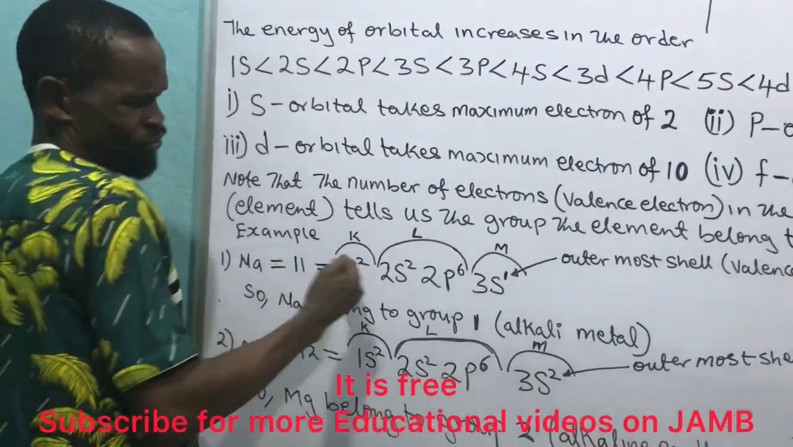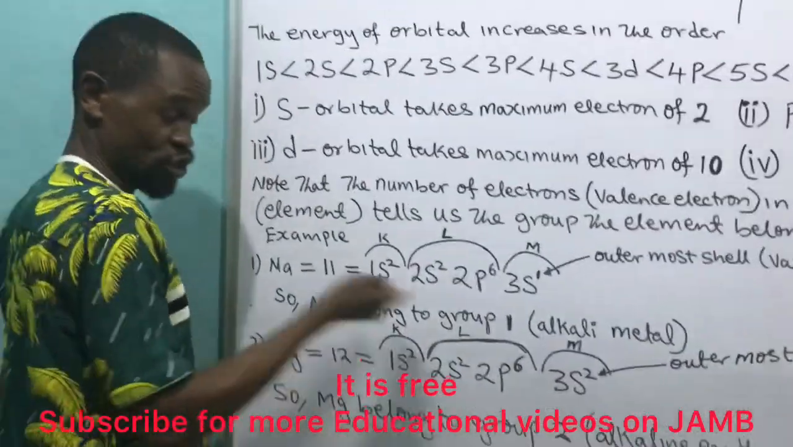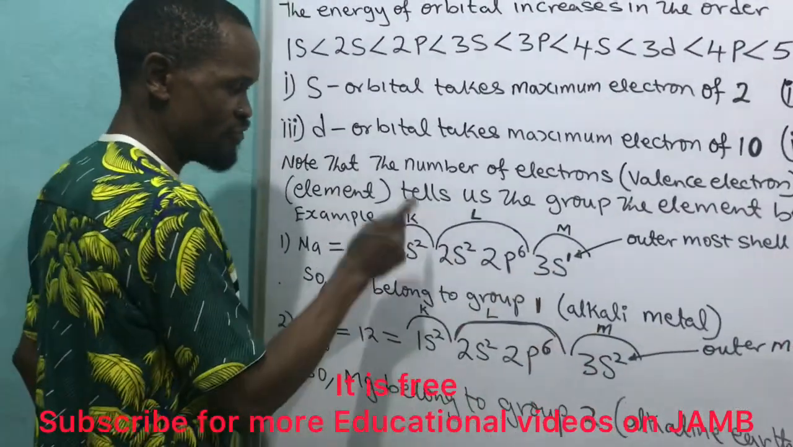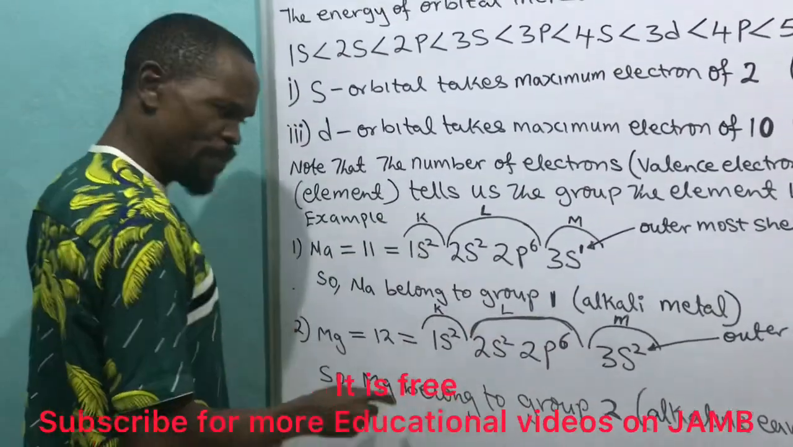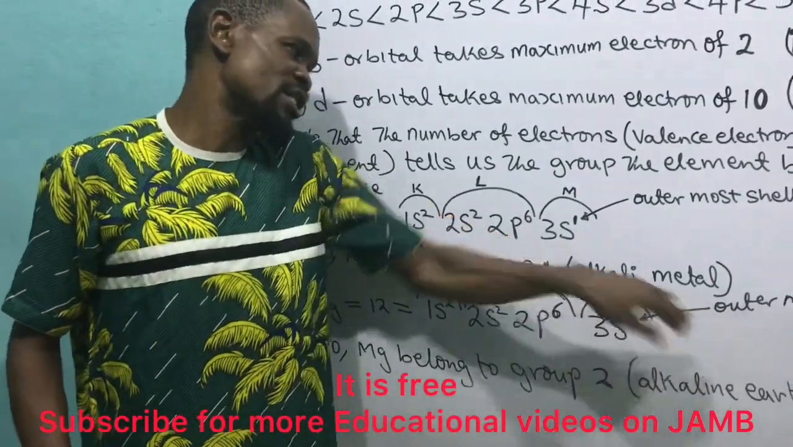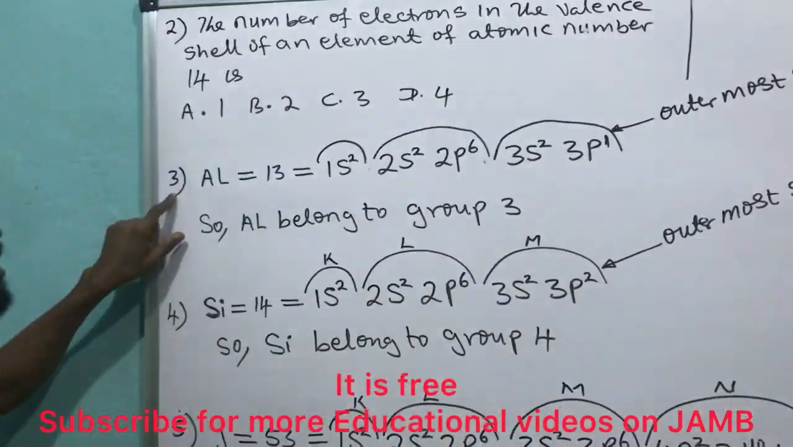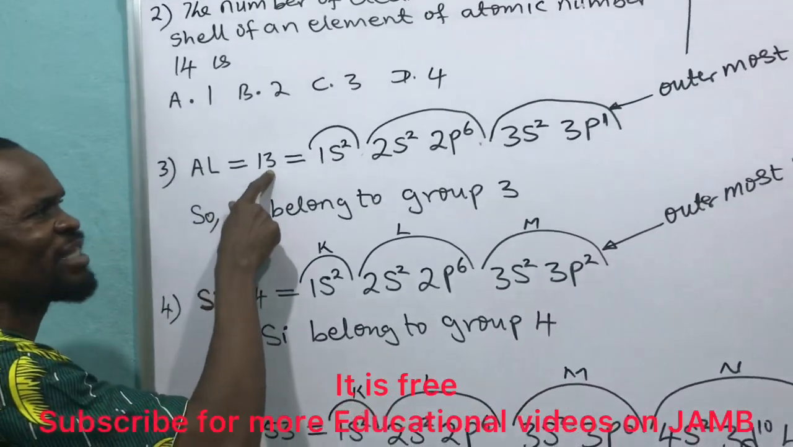This is the period. If we ask you how many periods sodium has, sodium has what? 3 periods: first period, second and third period. How many periods is magnesium? 3 periods: 1, 2, 3. And the outermost shell electron is it? Number 3 says aluminium has an atomic number of 13.